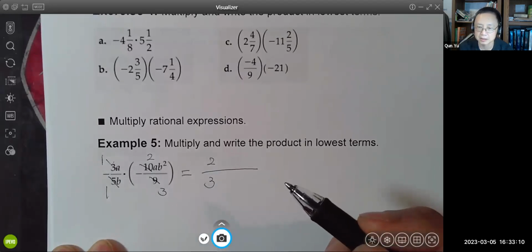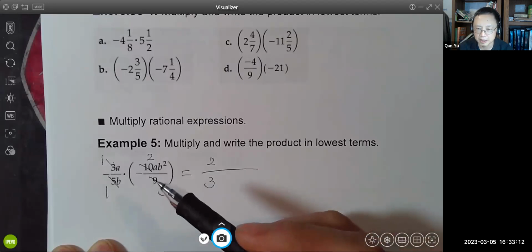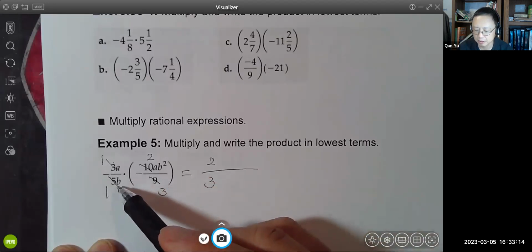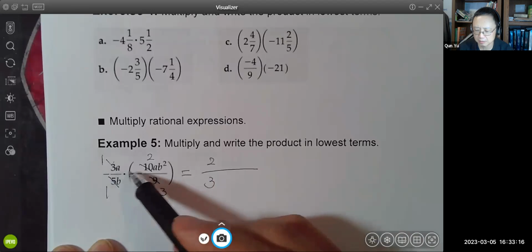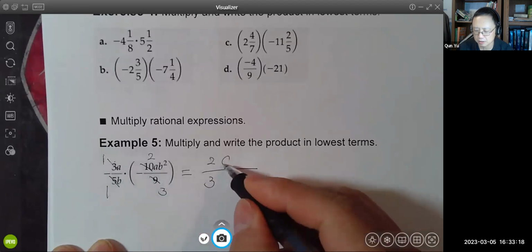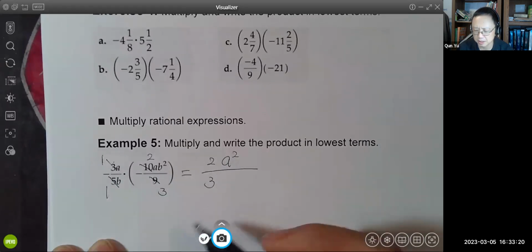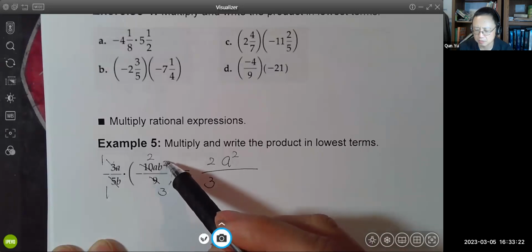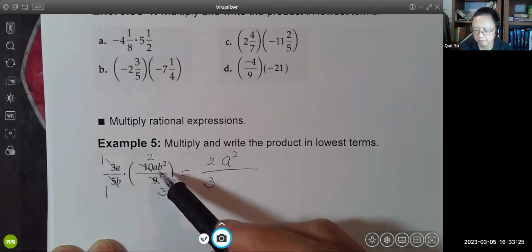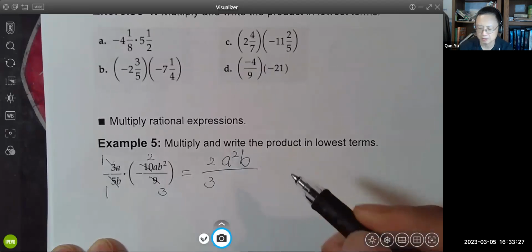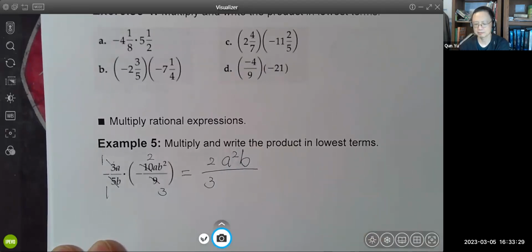Now let's look at letters. For A, we don't have any A on the bottom to cancel anything. So A times A is A square. Now how about B? We have B square on the top, B on the bottom. This B canceled. We have one more B left on the top. So this is our final answer. It's very easy, actually.